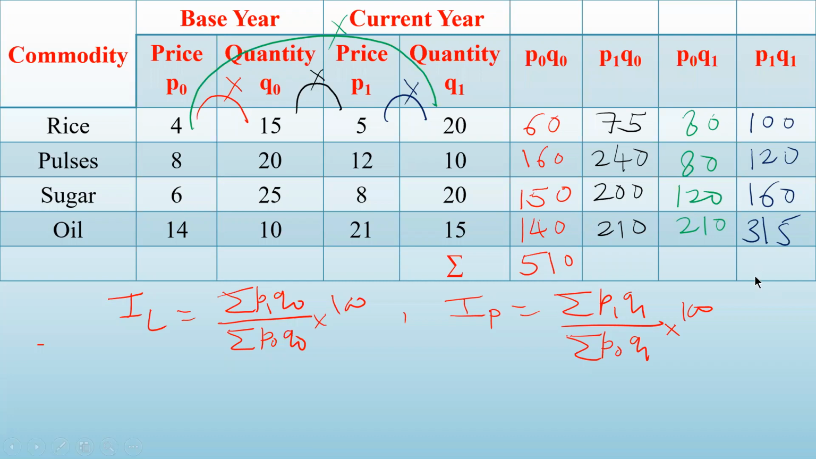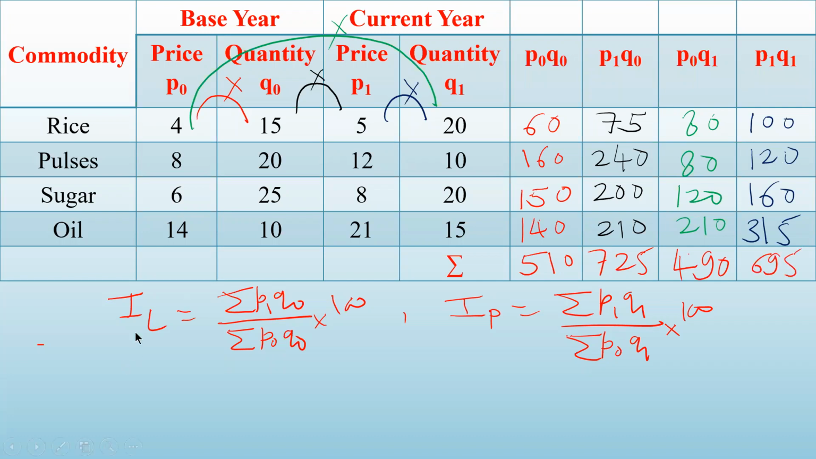Then P1 Q0. Take the summation of the P1 Q0 column. So 75 plus 240 plus 200 plus 210, that gives me 725. Next one, 80 plus 80 plus 120 plus 210, that gives me 490. And the last one, 100 plus 120 plus 160 plus 315, that gives me 695. So in this way, I take the sum of all the columns.